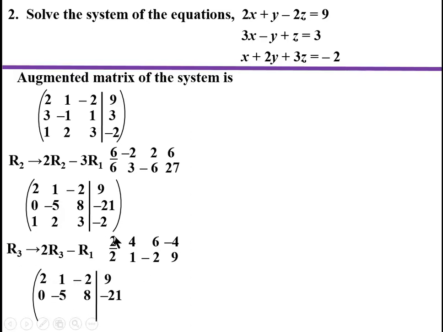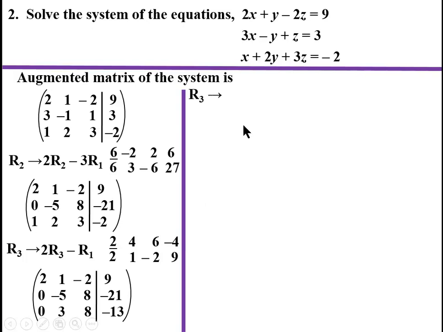So row 3 now becomes 2 minus 2, 0. We have 0 here. 4 minus 1 gives 3. And 6 minus negative 2 gives 8. And negative 4 minus 9 gives negative 13. So we proceed again to reduce this 3 to 0. So to reduce this 3 to 0, row 3 becomes 5 row 3 plus 3 row 2.